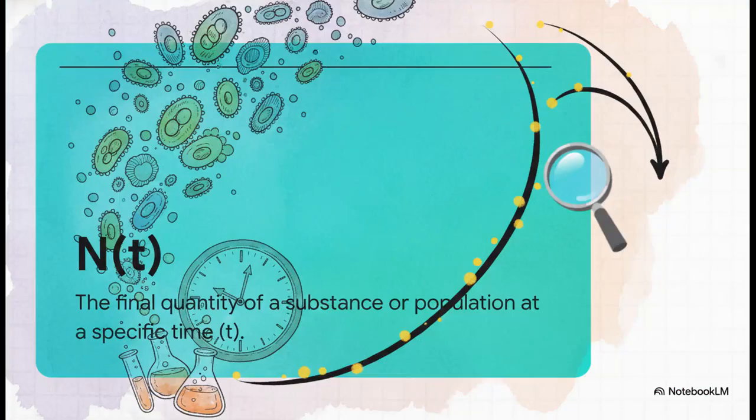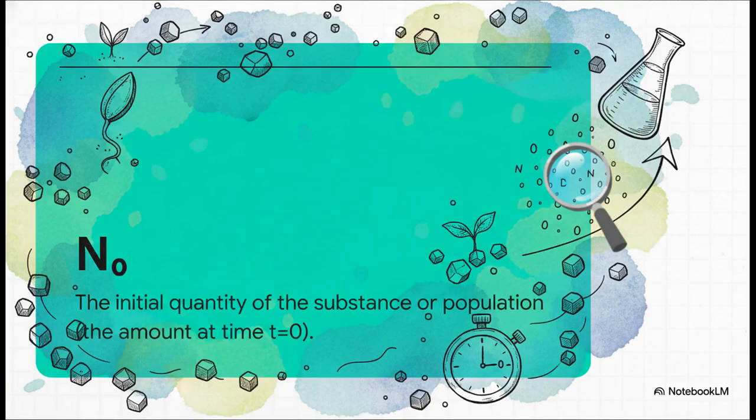So first up is N of t. The easiest way to think about this, it's your after picture. It's the amount you end up with, the final quantity you have after a certain amount of time has passed. Okay, next up is n naught, or n sub 0. If n of t is the after picture, then this is your before picture. It's your starting point. Simple as that. How much did you have at the very beginning when time was 0? That's your n naught.